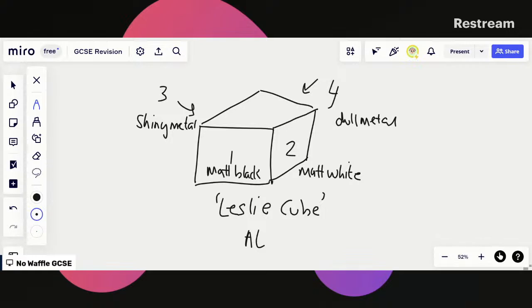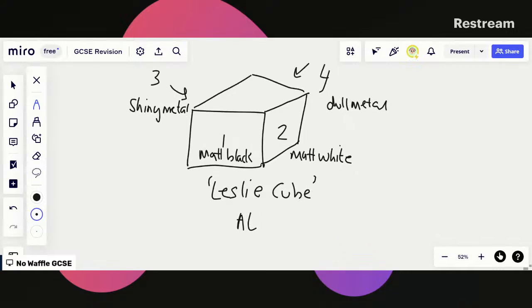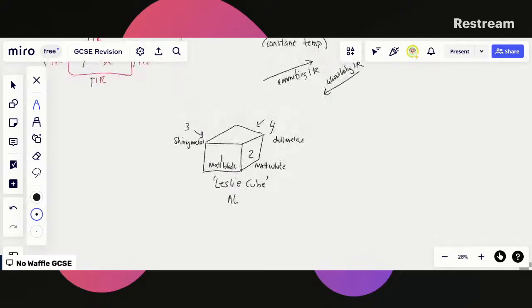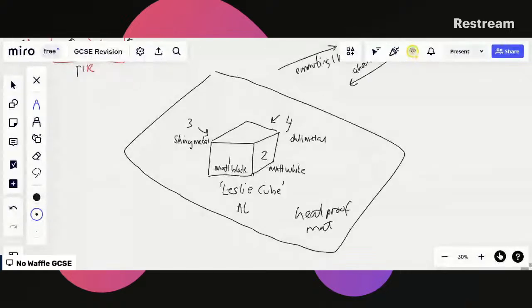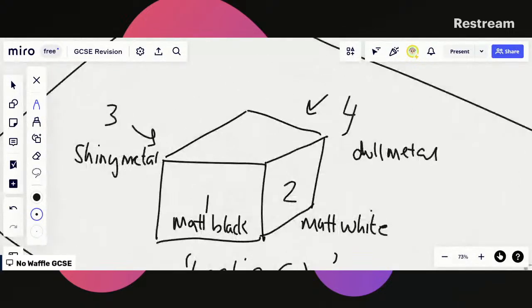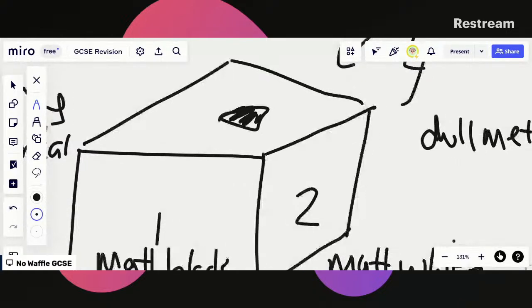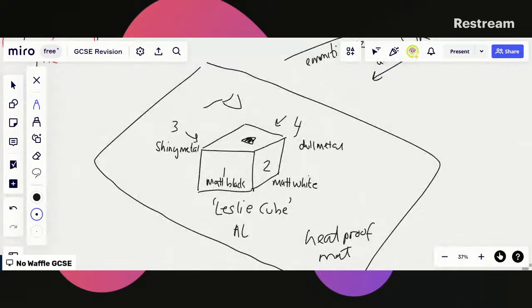Now what's happening here is you've got this cube and you're going to use it to investigate the infrared emissions of different surfaces. So you're going to place this Leslie's cube on a heat-proof mat. Then you're going to boil water in a kettle and fill the Leslie's cube with the boiling water. You'll normally have a bit of a groove here, which will allow you to fill it using your kettle.